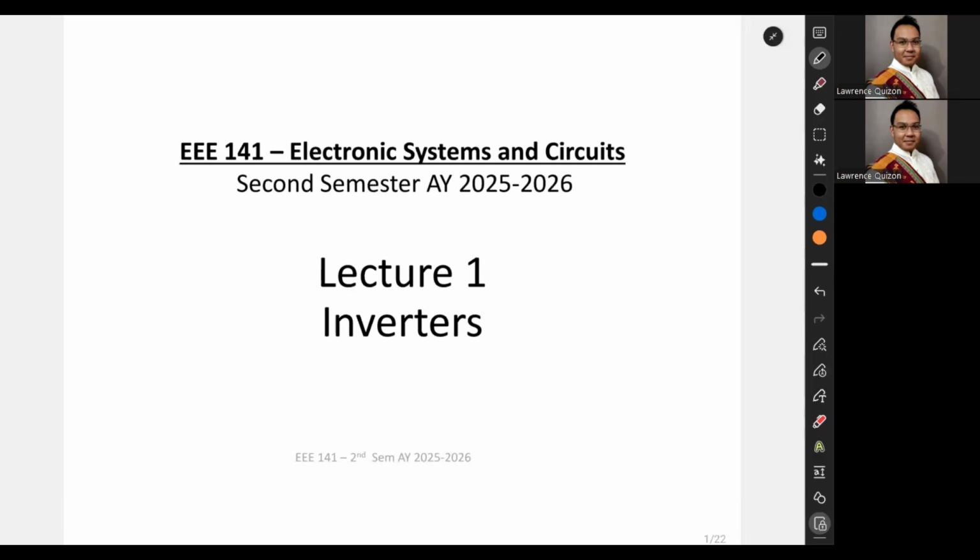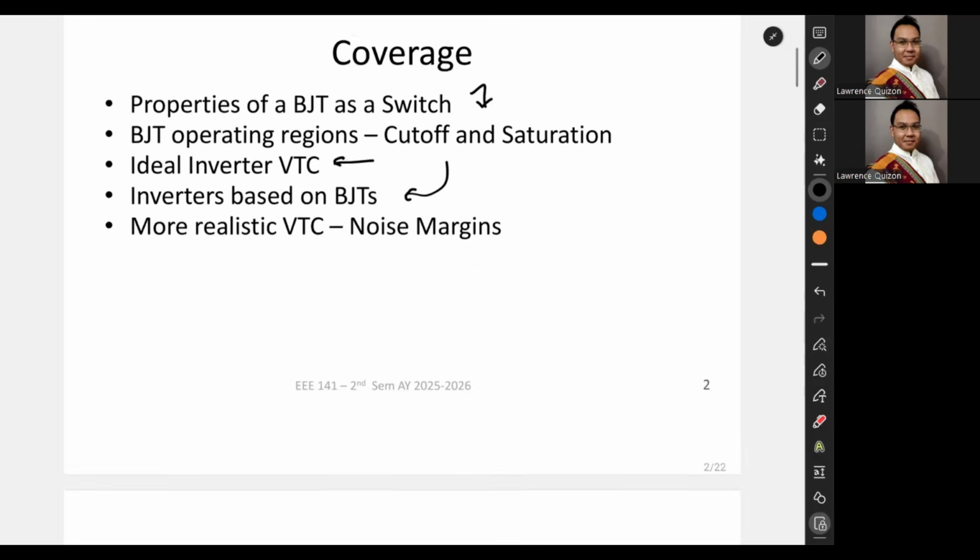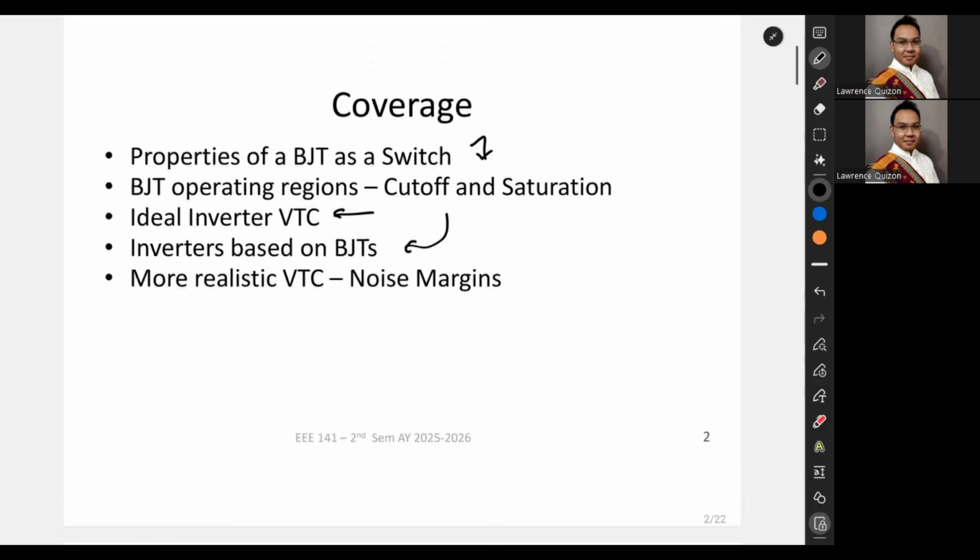So first off, our first lecture is about inverters. We'll be discussing the properties of the BJT as a switch and the operating regions that we use when we use the BJT as a switch, namely cutoff and saturation. We're going to discuss its use as the ideal inverter, the most basic logic gate, and then the use of the BJT in an inverter. Then we'll also discuss more realistic VTCs and the definition of noise margins, which we use to define how good gates actually are.